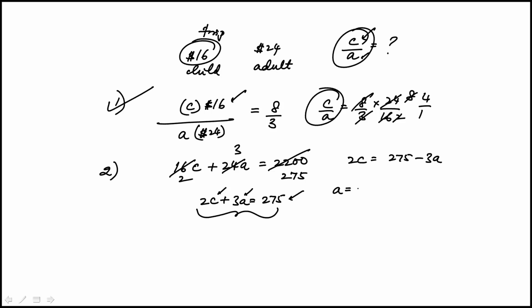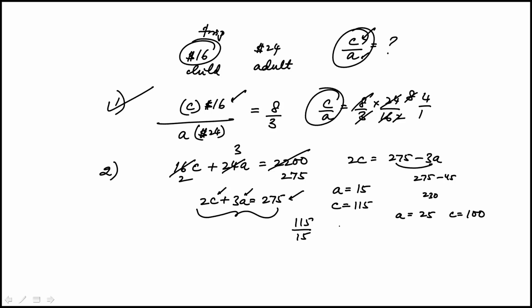So for example, if A is 15, there are 15 adults, this would be 275 minus 45, 230. Yeah, that's 230 divided by 2. So C would be 115. So this would be one ratio, 115 to 15. If I picked A to be 25, then C would be 100.